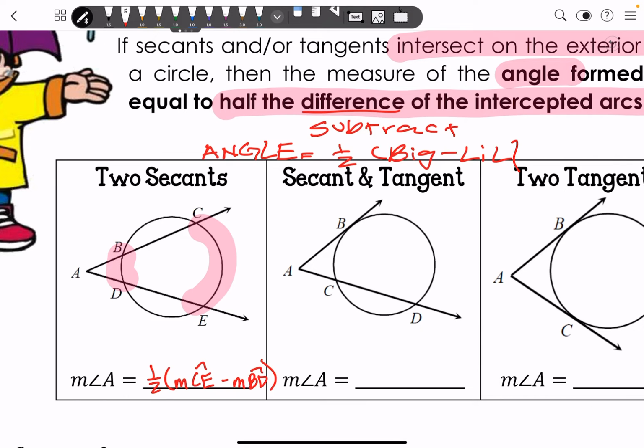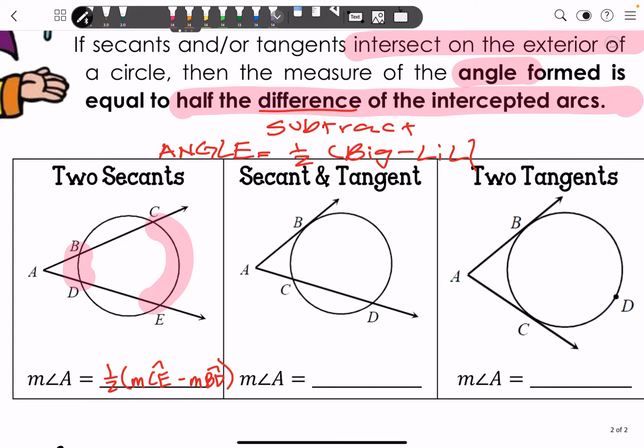Same thing happens with your secant and your tangent. It's between your 2 points that it's touching. So BD and BC, it's going to be half of adding those. Oh no. Again, I'm sorry, subtracting those. I think I said adding. And we're going to do big minus my little. And it is going to be the measure, but we're kind of running out of room. So if you just write the arc and its name, that is totally fine.